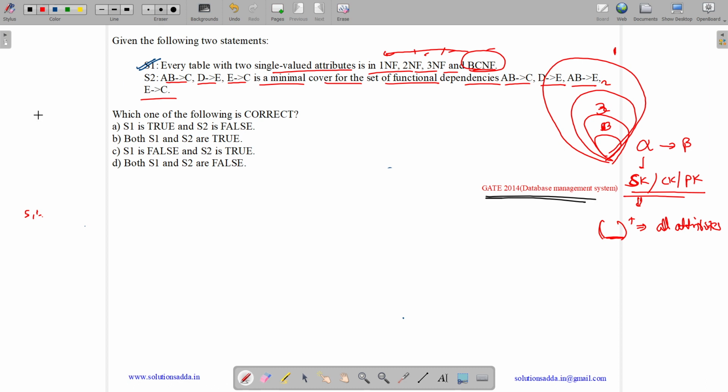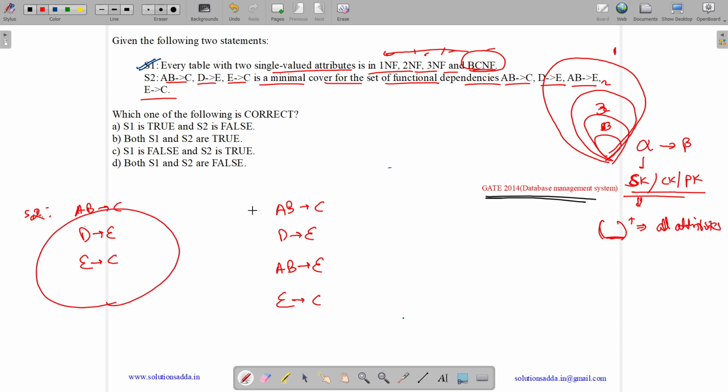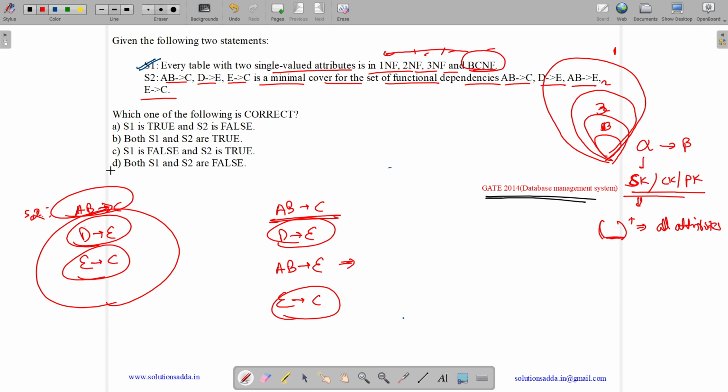S2 states that AB determines C, D determines E, and E determines C is a minimal cover for the set of FDs AB determines C, D determines E, AB determines E, and E determines C. If the left hand side is a minimal cover of this, then it must contain all the functional dependencies. See, AB determines C is present directly, D determines E is present directly, E determines C is present directly. Now we need to check if AB determines E can be obtained from the left hand side.